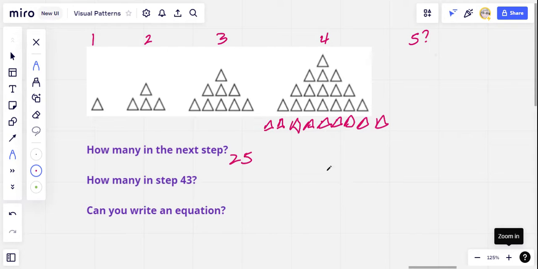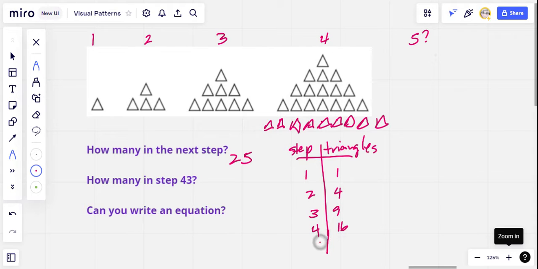And I think when you see a pattern that confuses you or is difficult at all, or even if it's not so difficult, but you want to verify that you're doing the work correctly, it's good to make a chart. So I'm going to make a chart with the step number and the number of triangles. So in step 1, we have 1 triangle. In step 2, we have 4 triangles. In step 3, we have 9. In step 4, we have 16. And in step 5, we're predicting 25. So I'm going to put that there.